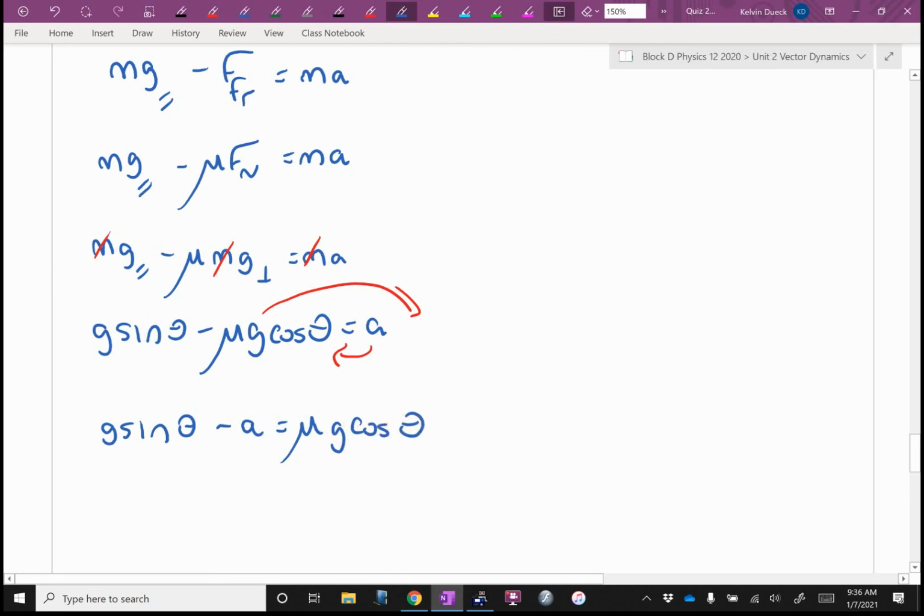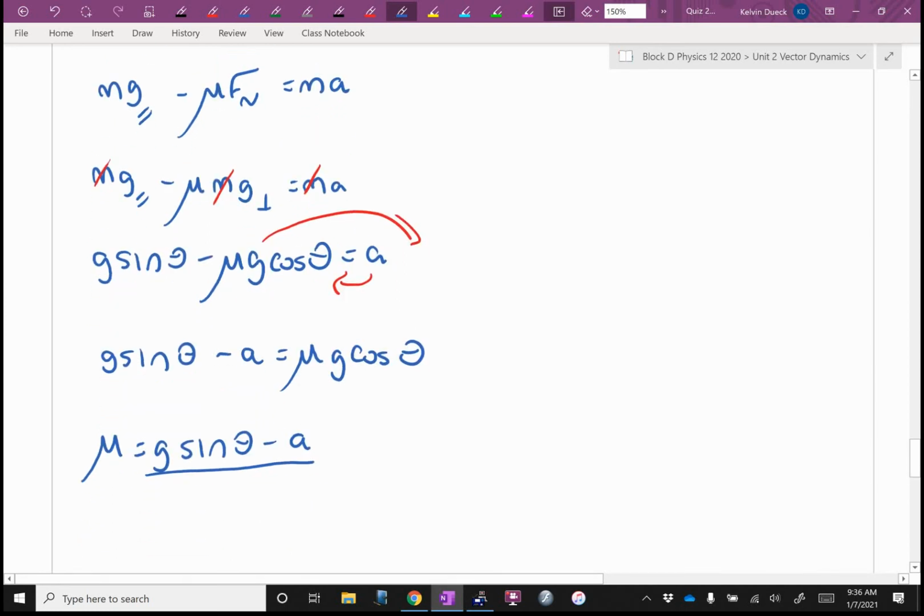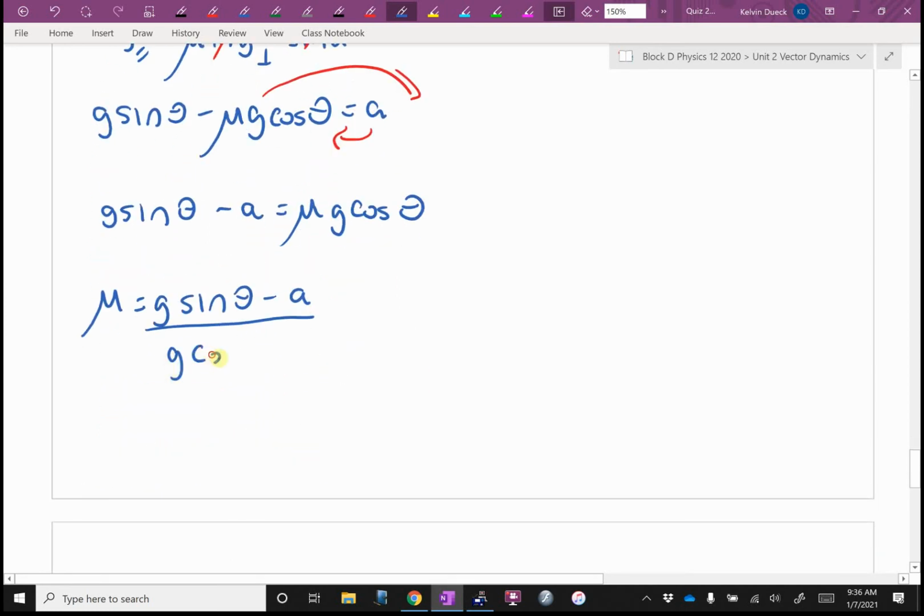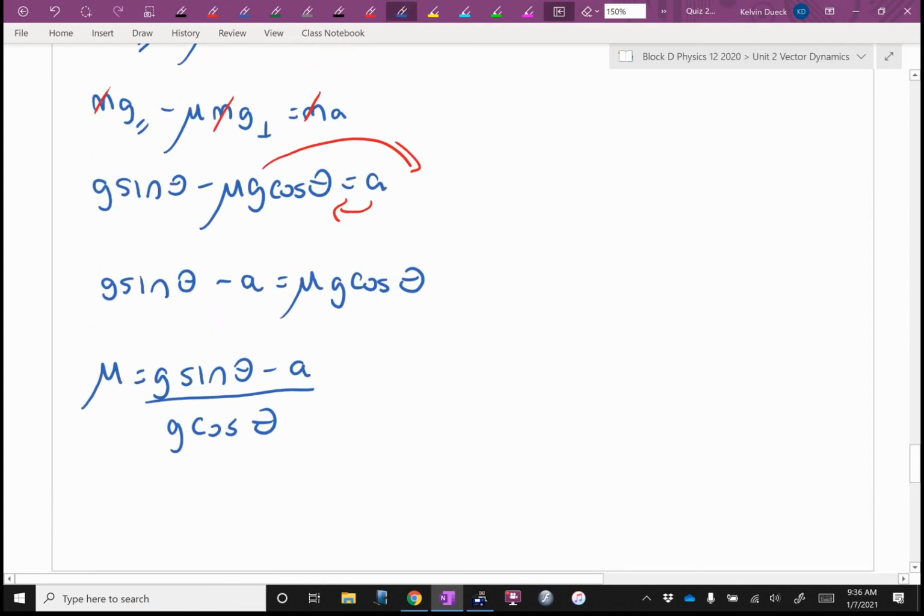Final step. How would I get the mu by itself? Mu is going to be g sine theta minus a, all over g cos theta. Problem. I don't know the acceleration. Or do I? Josh, I can figure it out.